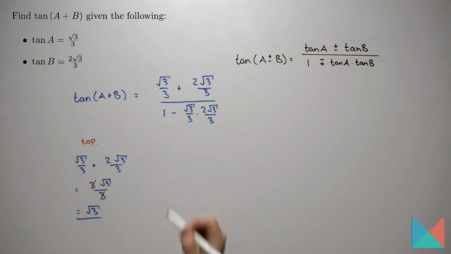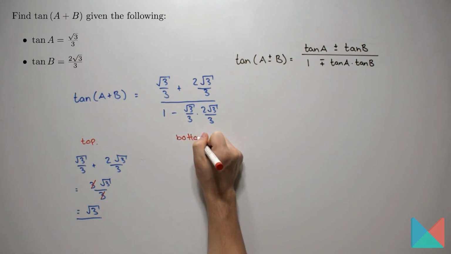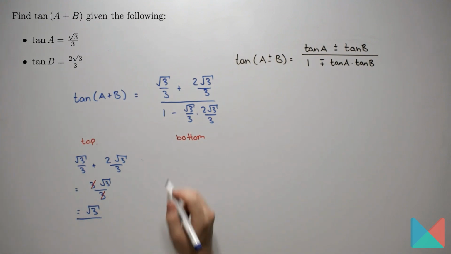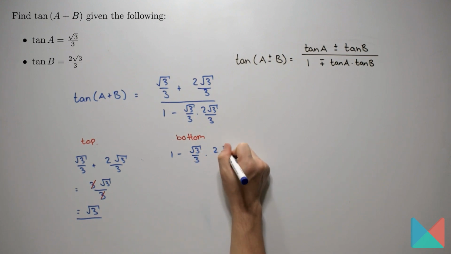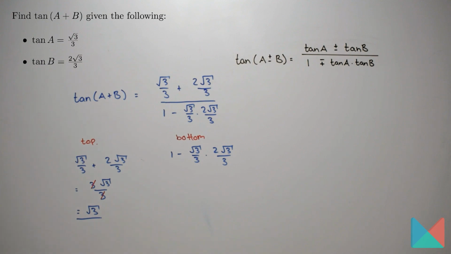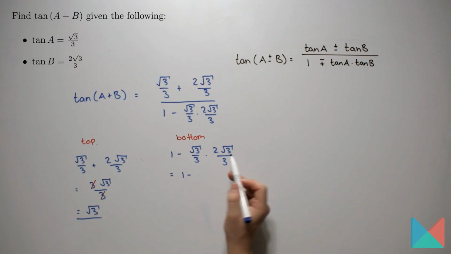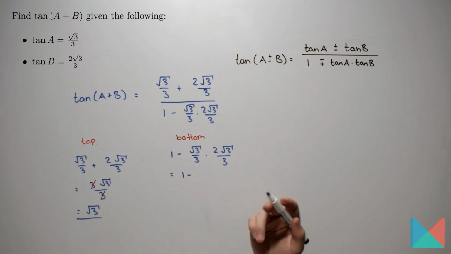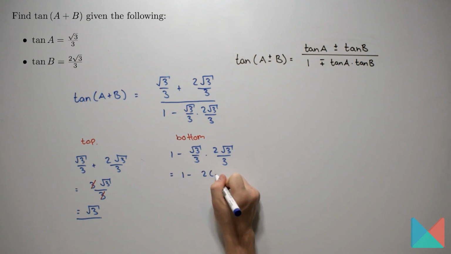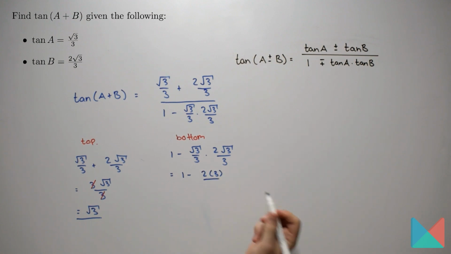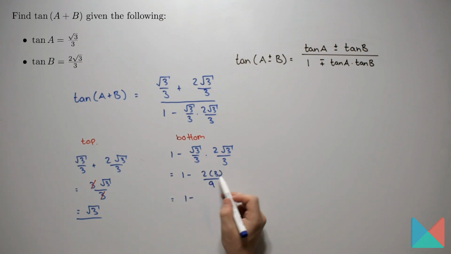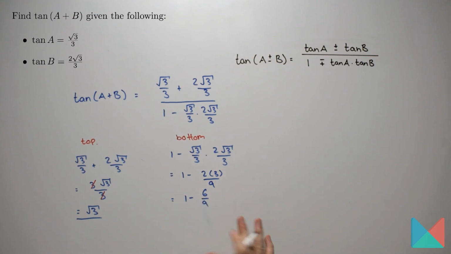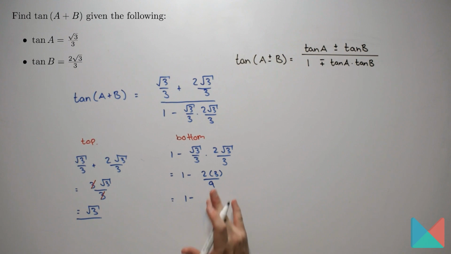And now we can consider the bottom of our fraction. And the bottom of our fraction is given as 1 subtract root 3 on 3 times 2 root 3 on 3. And now we can multiply out these fractions, so we end up with 1 subtract 2 times root 3 times root 3, and that's root 3 squared, and the square roots cancel out, so we're just left with 2 times 3 on the top of our fraction. And on the bottom we have 3 times 3, which is just 9. And so this simplifies into 1 take 2 times 3, which is 6, divided by 9. And 6 divided by 9 can simplify into 2 over 3.